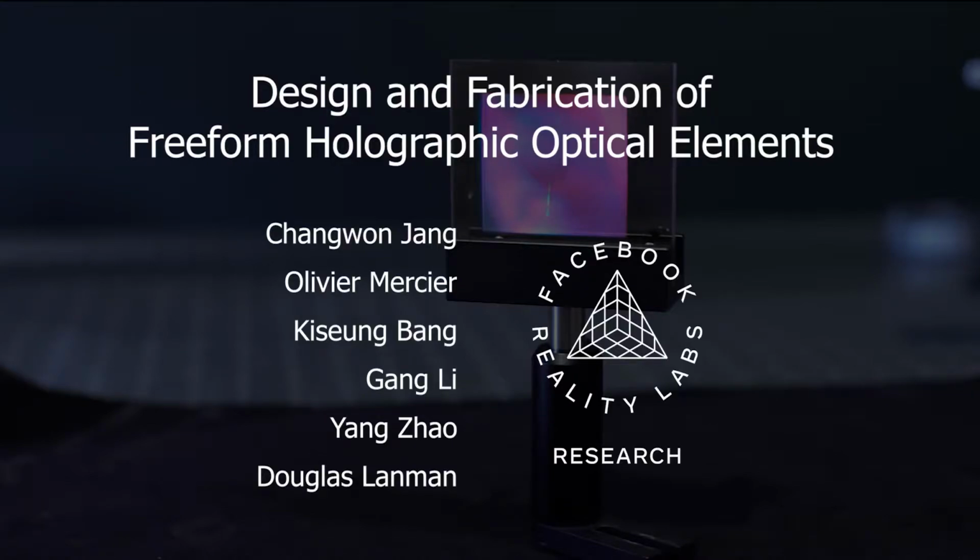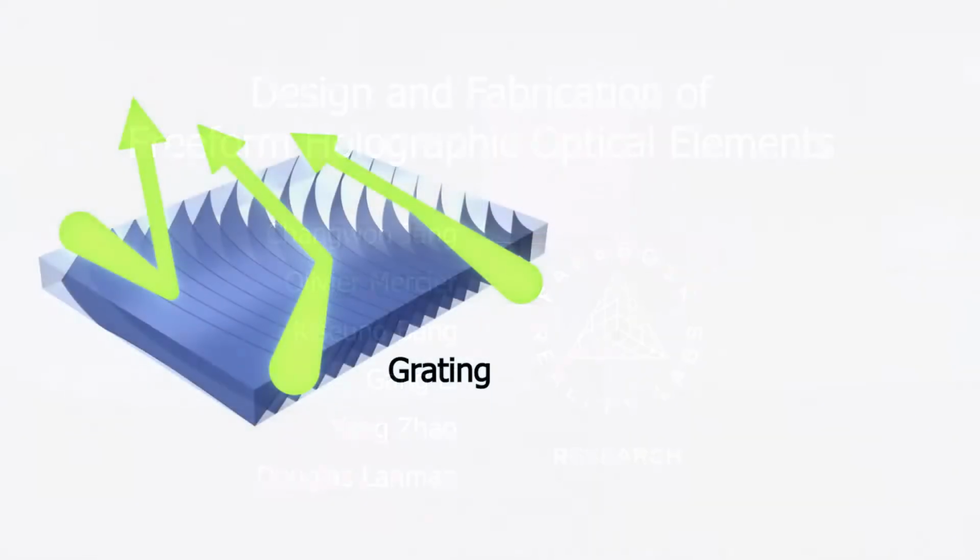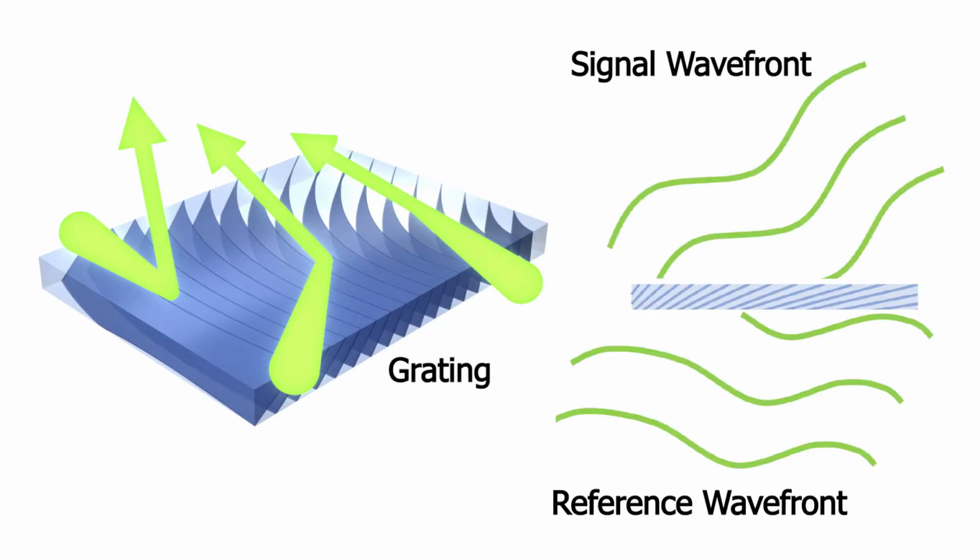We present a method to design, optimize, and fabricate free-form holographic optical elements, or HOEs. HOEs are thin sheets of polymer, about 10 micrometers thick, on which a volume grating can redirect incoming light in highly controllable ways. This grating is recorded by interfering a reference and a signal wavefront on the HOE, and computing these recording wavefronts is a challenging task.